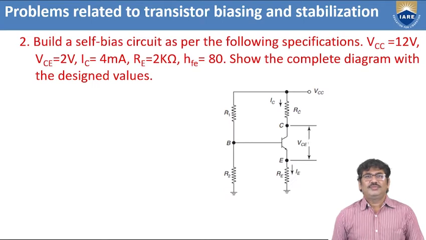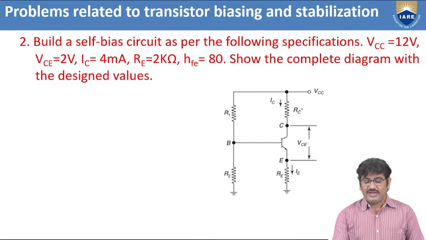Next, we will move to the second problem. In the second problem, build a self-bias circuit as per the following specifications. VCC is equivalent to 12 volts, VCE is equivalent to 2 volts, IC is equivalent to 4 milliamperes, RE is equivalent to 2 kilo ohms, HFE, which is nothing but the current gain beta, is equivalent to 80. Show the complete diagram with the design values. So in the problem, the RE value is given, and the RC value we need to estimate, as it is not given in the problem.